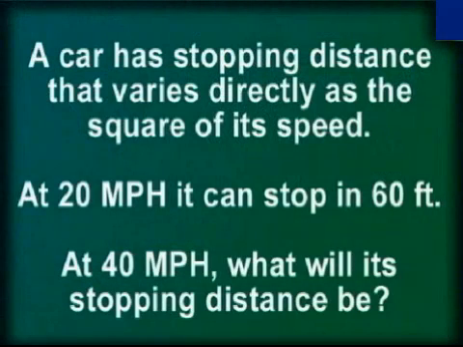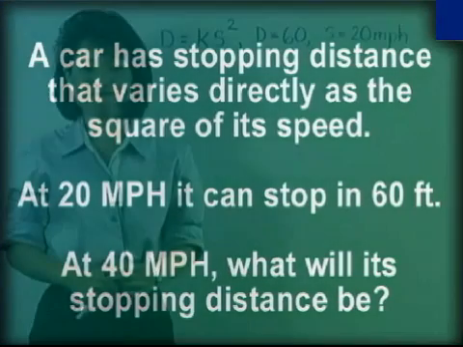Now let's look at our next problem. A certain type of car has stopping distance that varies directly as the square of its speed. If this car is traveling at a speed of 20 miles per hour on an ice-covered road, it can stop in 60 feet. If the car is traveling at 40 miles per hour on an icy road, what will its stopping distance be?